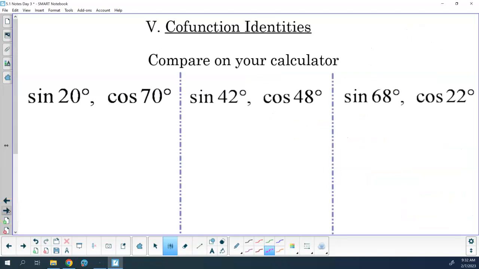monologues. Okay. Take out a calculator. Doesn't matter as long as it's a scientific type of calculator. And I would love for you to compare on your calculator the sine of 20 degrees to the cosine of 70 degrees. The sine of 42 degrees to the cosine of 48 degrees. And the sine of 68 degrees to the cosine of 22 degrees. Contrast, compare. Oh, make sure that your calculator is in degrees.